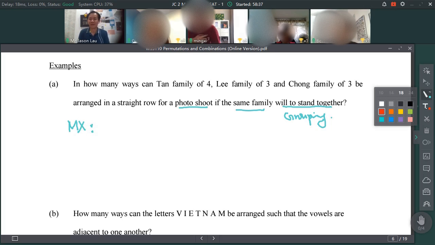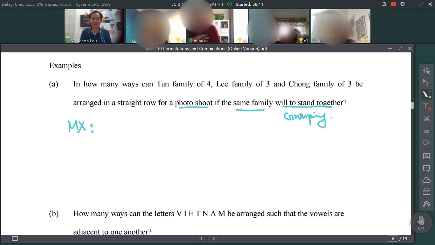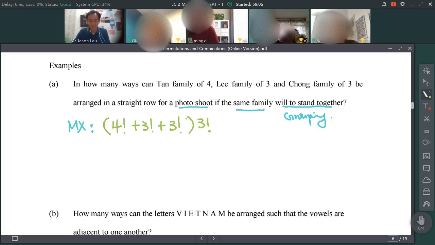Don't worry lah, okay? We can talk anything. Yeah, I also don't know. 4 factorial plus 3 factorial plus 3 factorial. Then bracket the whole thing. Times 3 factorial.